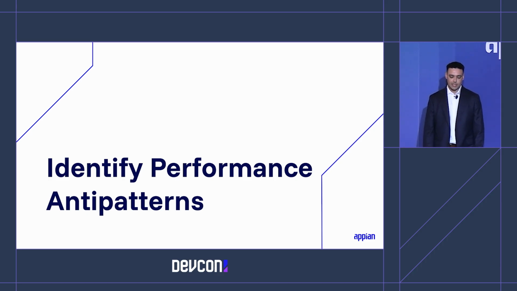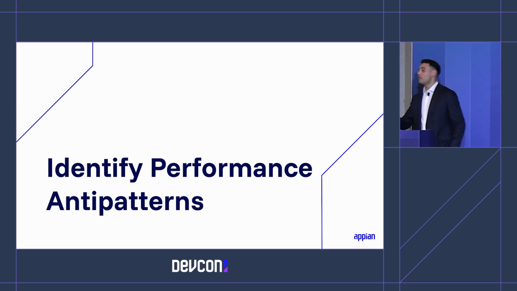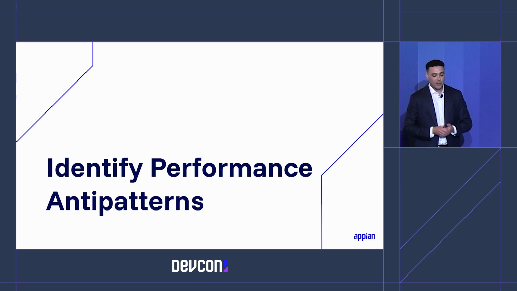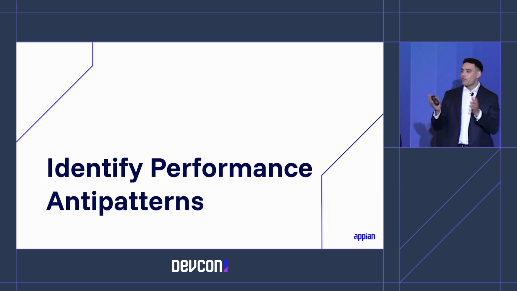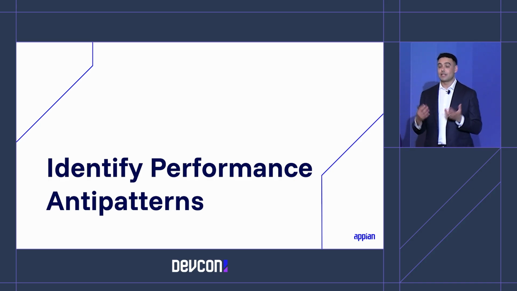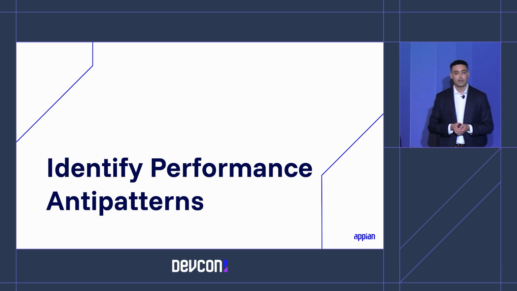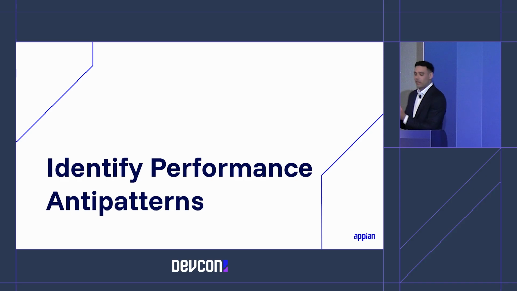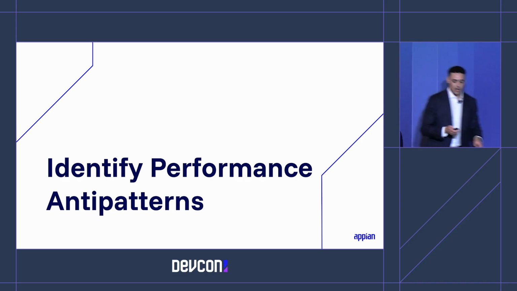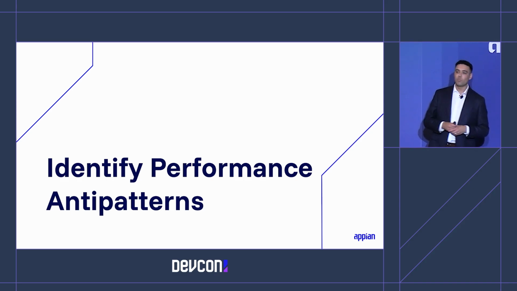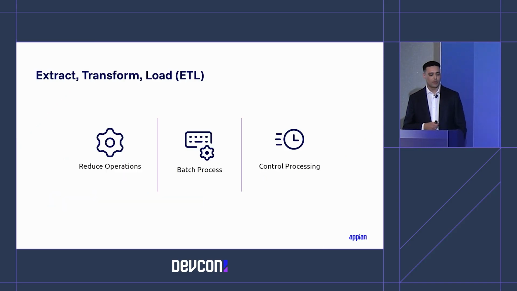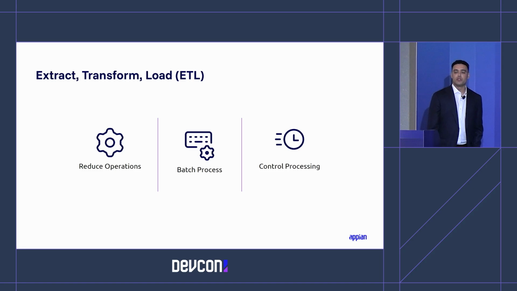Now, Appian documentation does speak to a number of performance anti-patterns, so again, I'm not going to try and cover everything. I do want to highlight 2 of the most problematic design patterns that I've seen in a number of production applications, ones that have the biggest potential to bring an application to its knees. The first one I want to talk about is poorly designed extract, transform, and load operations, or ETL for short.